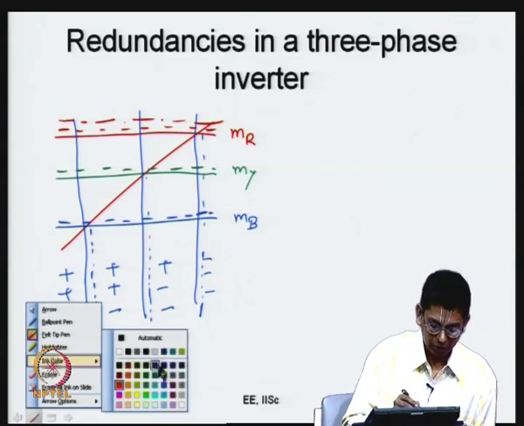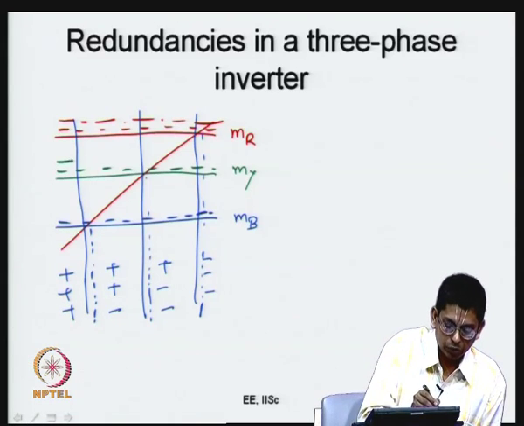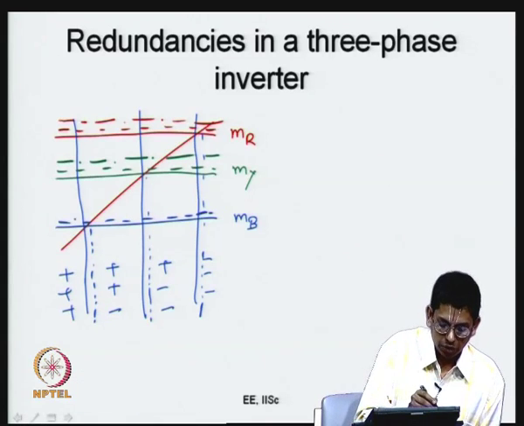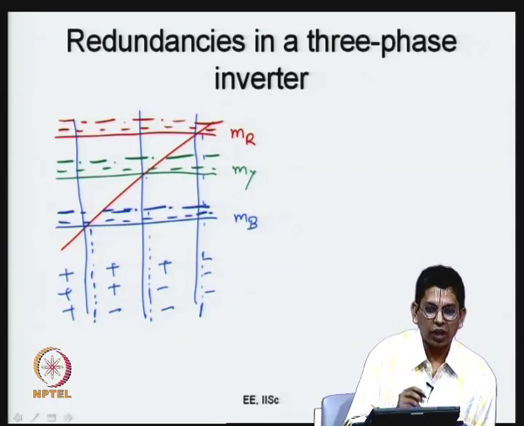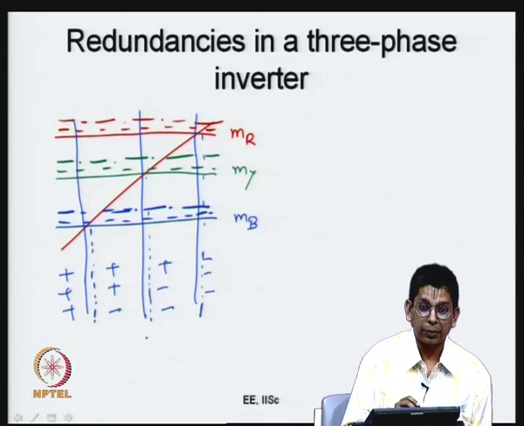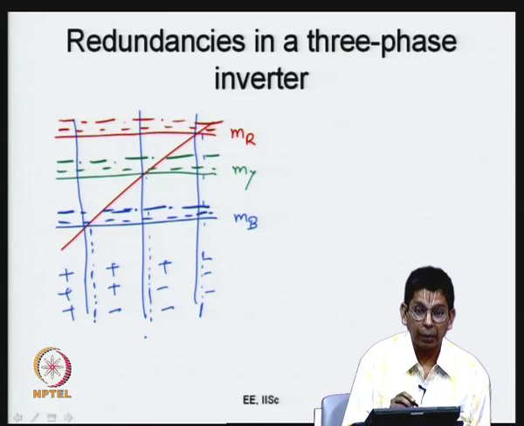Let me complete this by indicating what happens to the green also. If I add further, the green will also go up like this, and what will happen to the blue? This will also go up like this. So, all the 3 have gone up, now MR has gone and hit the peak of the triangle, therefore, there is no intersection, it does not compare. MR is always high, R phase top device is always on. So, R phase is clamped. Where is it clamped? It is clamped to the positive DC bus, and therefore, you call it bus clamping.